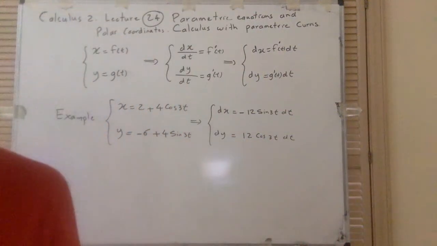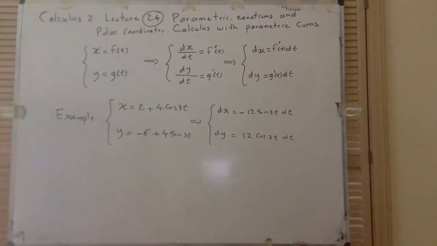Okay, let's start another lecture for Calc 2. Parametric equations and polar coordinates. That is the second section, Calc with parametric curves. So it means if you are given those equations, what can you say? What are the things that you can calculate?